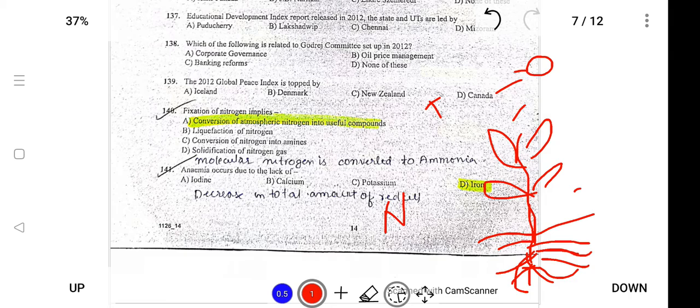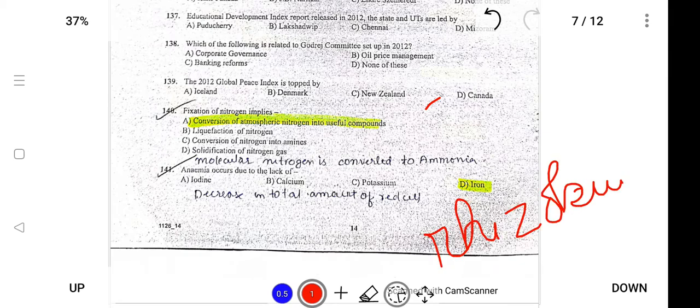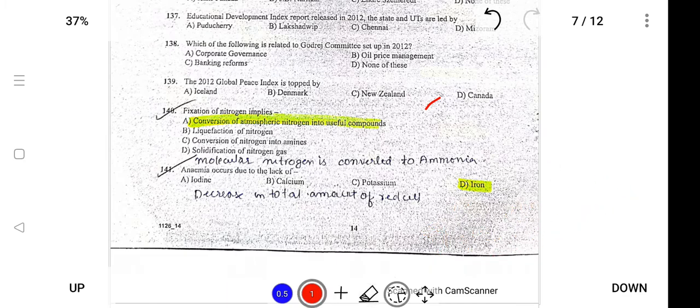from the atmosphere into the ground is also known as fixation of nitrogen, and this is done usually by leguminous plants like motor, chana, beans, etc. And this is the rhizobium bacteria, so very important. So fixation of nitrogen is conversion of atmospheric nitrogen into useful compounds. Next, anemia occurs due to lack of iron, so it is iron.